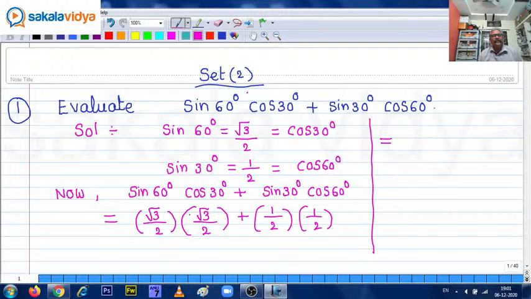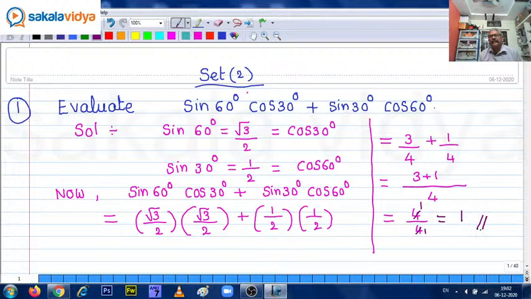Root 3 into root 3 is 3, upon 2 into 2 is 4, plus 1 into 1 is 1, 2 into 2 is 4. 4 is the LCM, so 3 plus 1, 4 upon 4. So you get 1. Answer is 1. Absolutely correct. Good job.